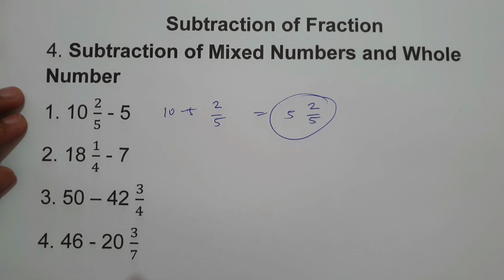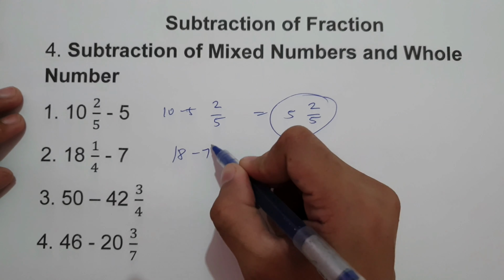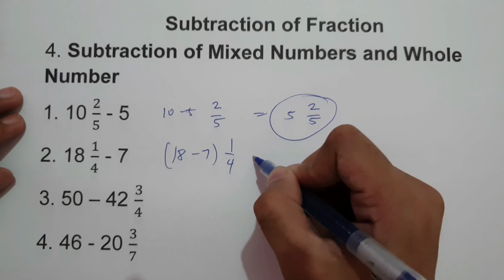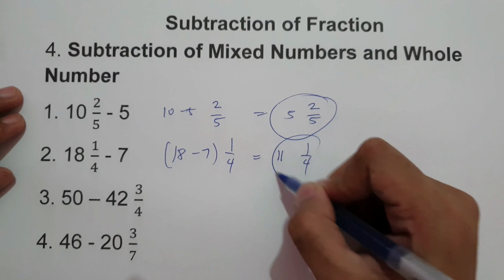What about number 2? 18 and 1/4 minus 7. So 18 minus 7, and then we are going to write 1/4. So 18 minus 7 is 11 and 1/4. So this will be our answer.